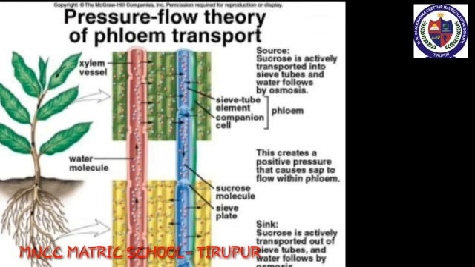Phloem transports food from a source to a sink. The source is the part of the plant that synthesizes food, that is, the leaf, and the sink is the part that needs or stores the food. Since the source-sink relationship is variable, the direction of movement in the phloem can be upwards or downwards, that is, bidirectional. In xylem, the movement is always unidirectional.